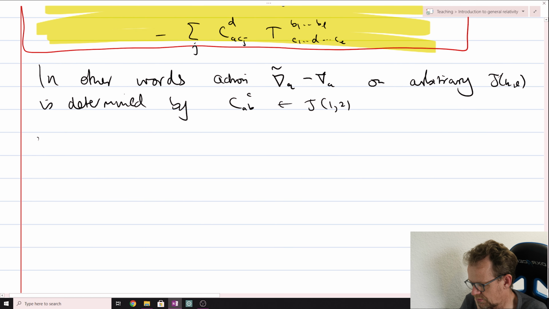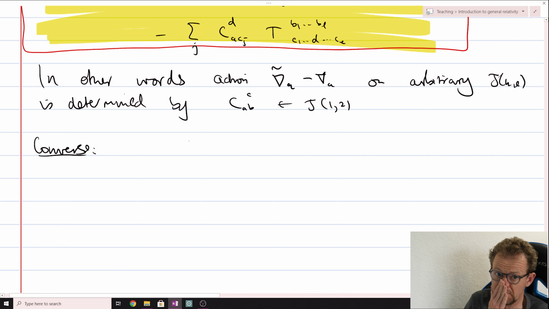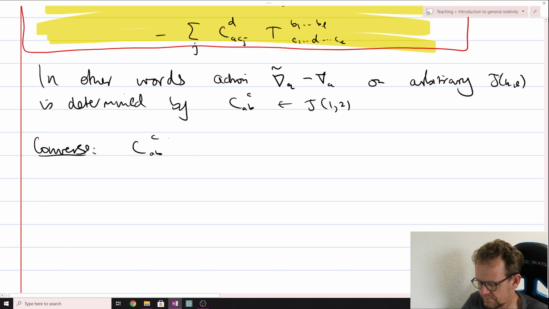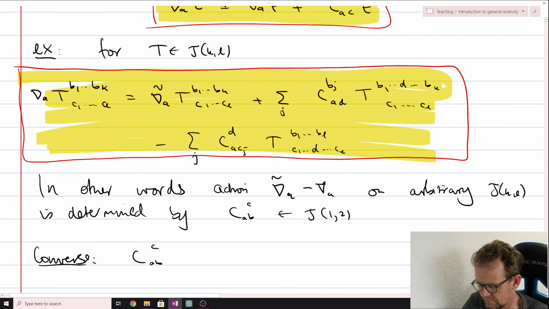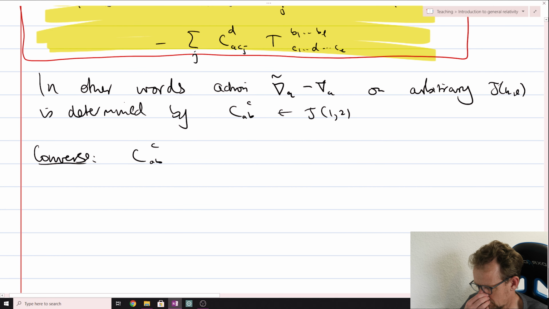And the converse is also true, right? Converse. If someone hands you, or if you decide to hand me, a tensor field of type C A B, then this determines a derivative operator as above.